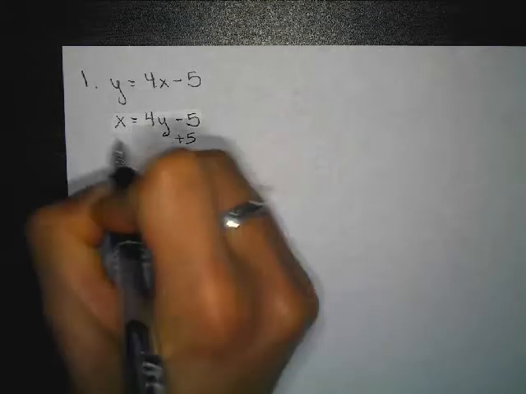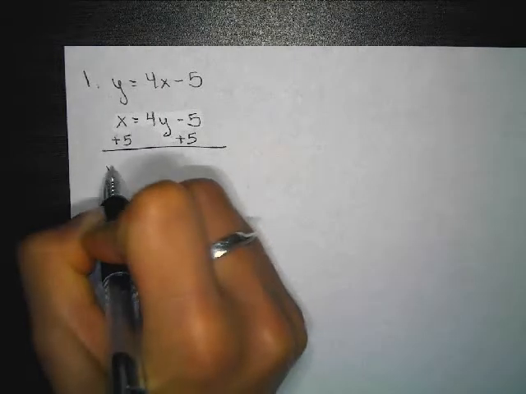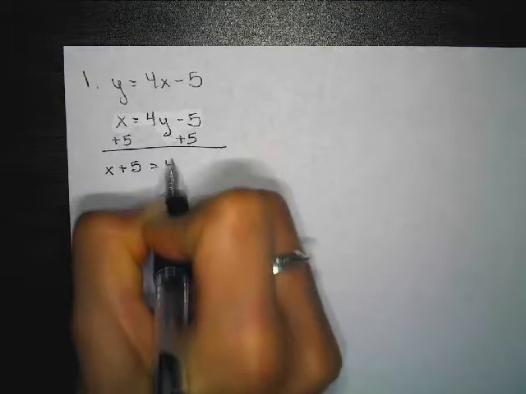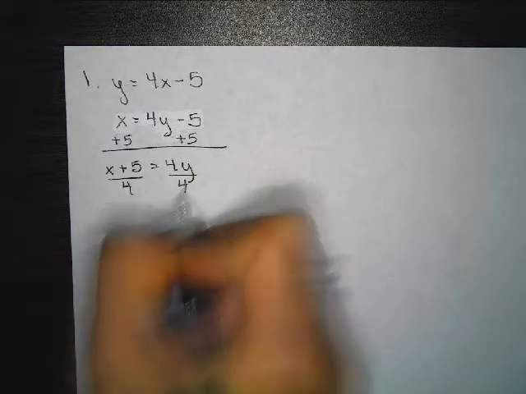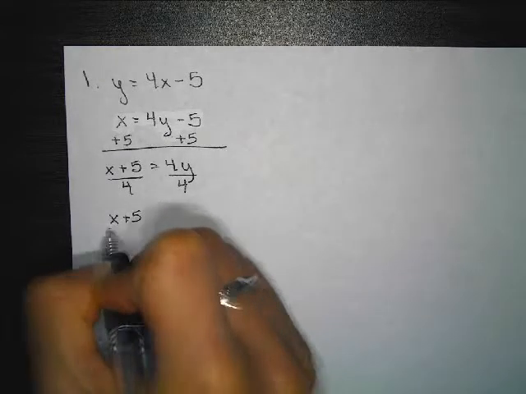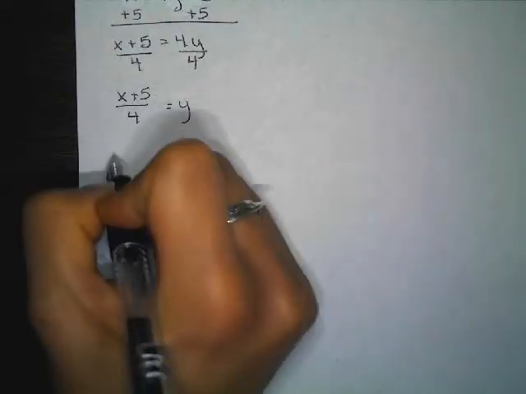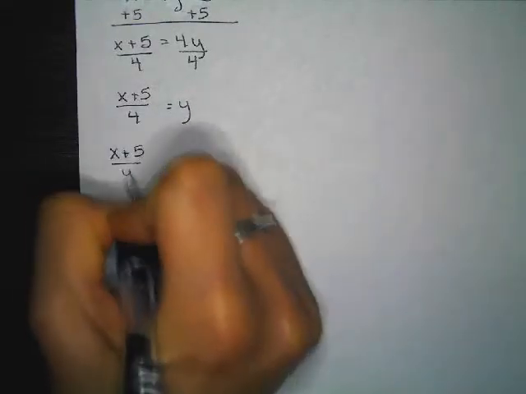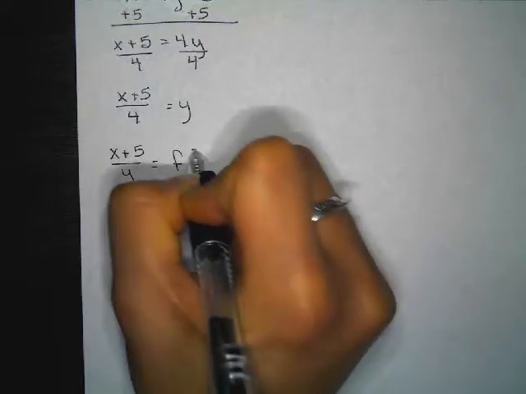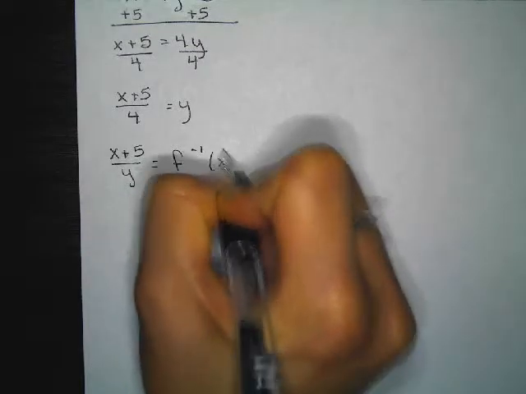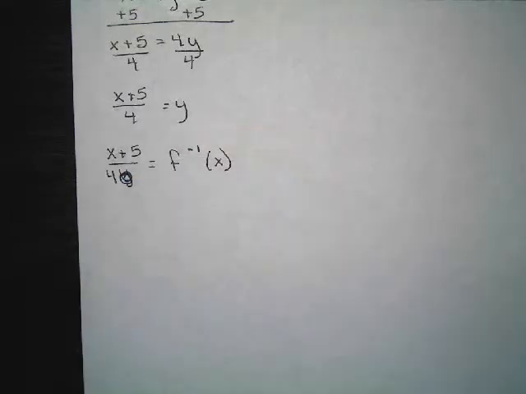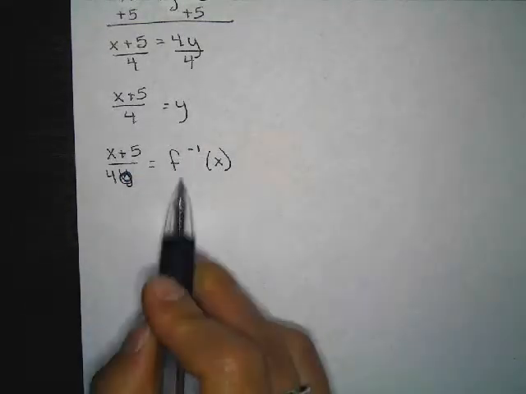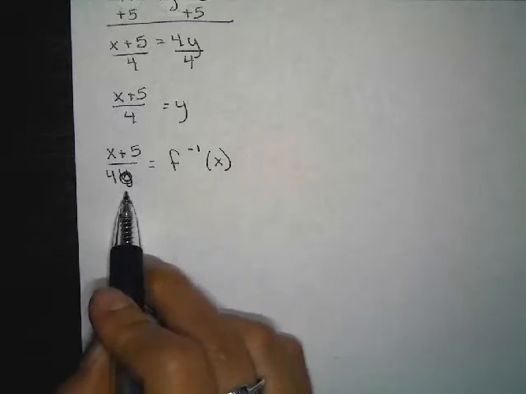So I need to add 5 to both sides. So I have x plus 5 equals 4y. Now we divide both sides by 4. So x plus 5 all over 4 equals y. Now since this is the inverse of a function, we have to change that back to f of x. But now it's going to be f to the negative 1 power of x. And so that tells us, oops, that should be a 4. That tells us that the inverse of this function is x plus 5 over 4.